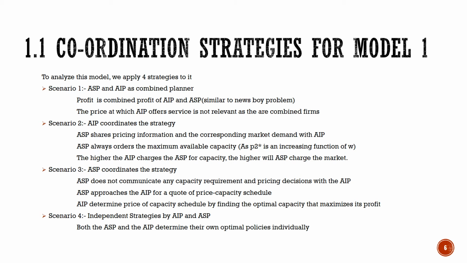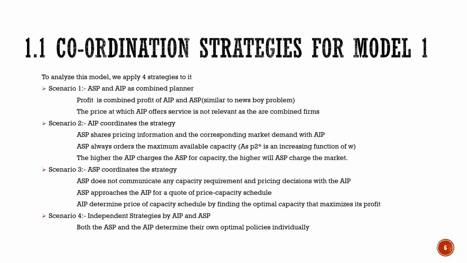In another scenario, scenario 2, AIP coordinates the strategy. This means that the AIP will face the client and they'll know the demand at the first moment. So ASP shares the pricing information and corresponding market demand with AIP, and ASP always orders the maximum availability of the capacity. In this case, AIP also knows the infrastructure demand and what the sales of ASP are. So it will be easy for AIP to predict the future demand and maintain the inventory.